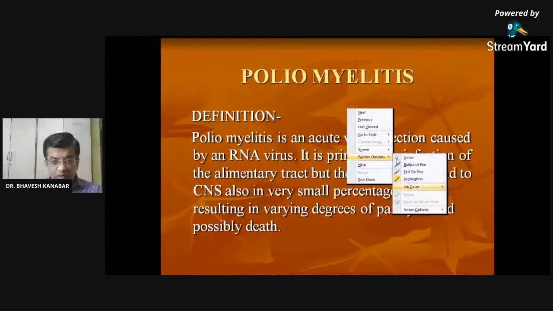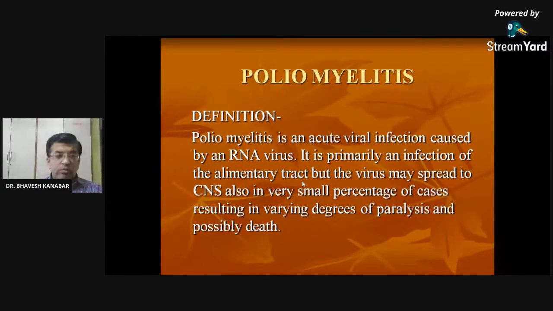But it can cause paralysis also. It may spread to the CNS. Primarily it is an infection of the alimentary tract, but it may spread to the CNS in a very small percentage of cases, resulting in varying degrees of paralysis, and possibly death. But as you know, poliomyelitis has been eliminated from India because of the vaccination program, the intensified pulse polio immunization program. So it has eliminated poliomyelitis from our country.